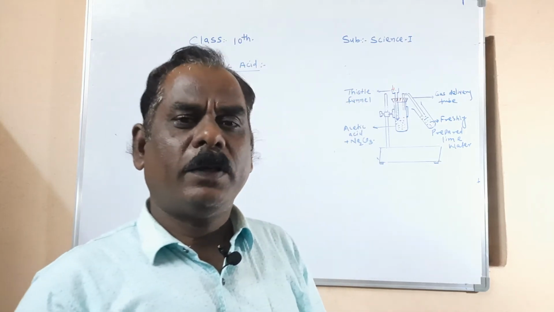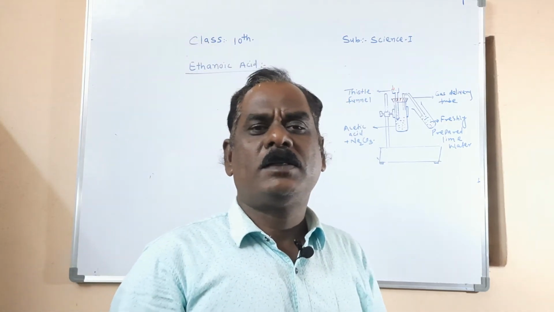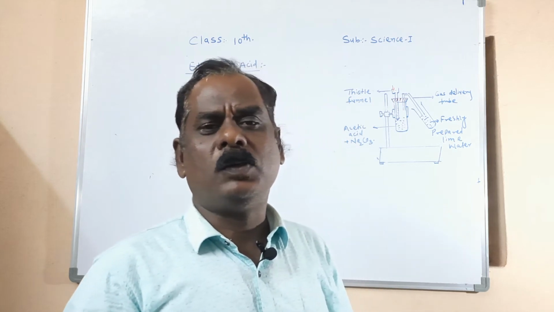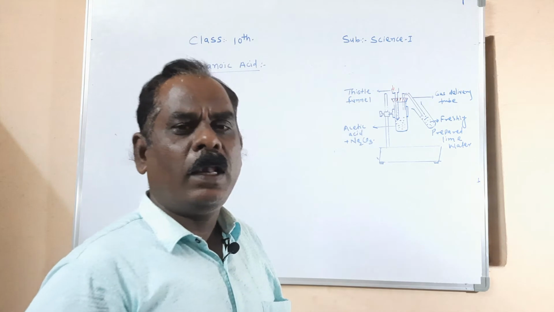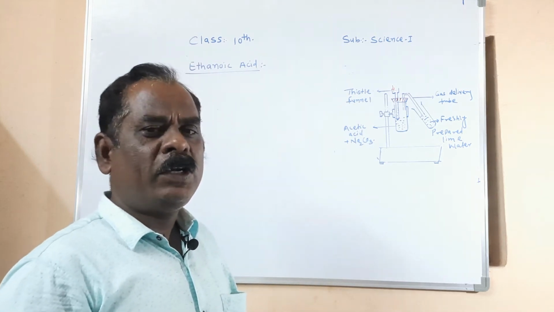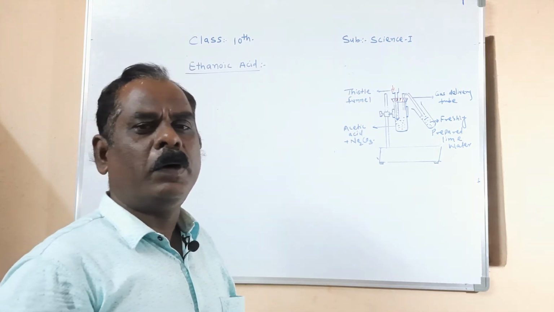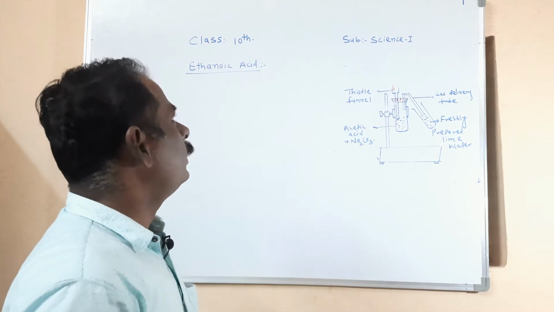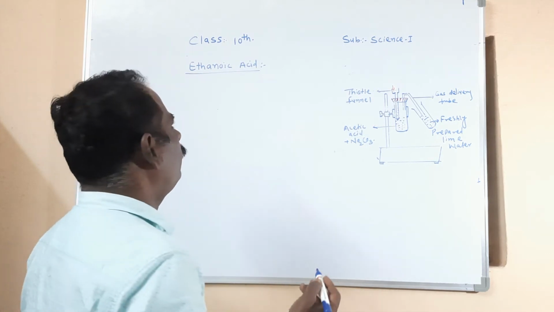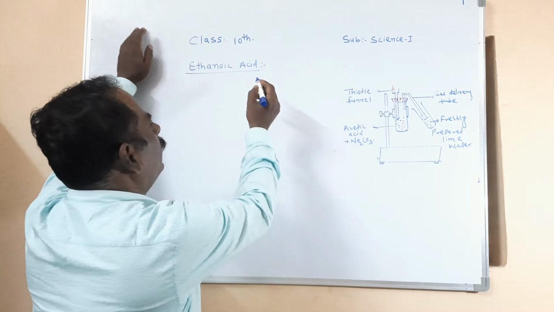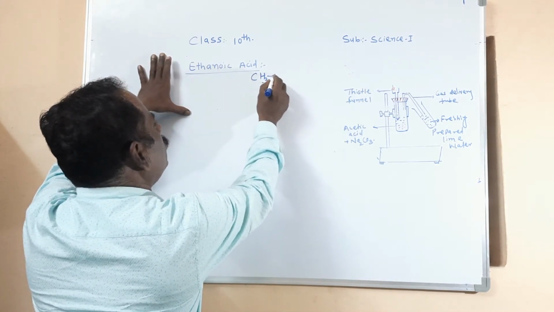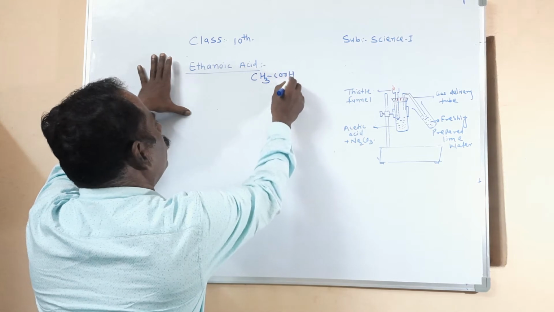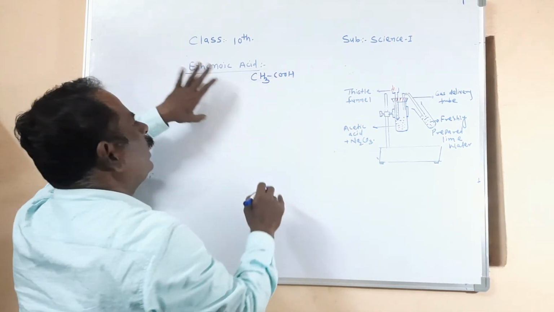Hello student, in the previous period we studied the properties and uses of ethanol, that is ethyl alcohol. Today I will teach you the next carbon compound, ethanoic acid. You know the molecular or condensed formula of ethanoic acid is CH3COOH. You see here in this formula, it contains how many carbon atoms?